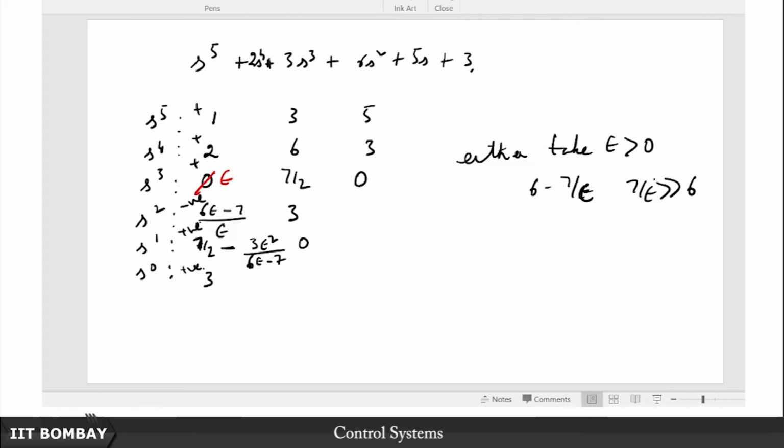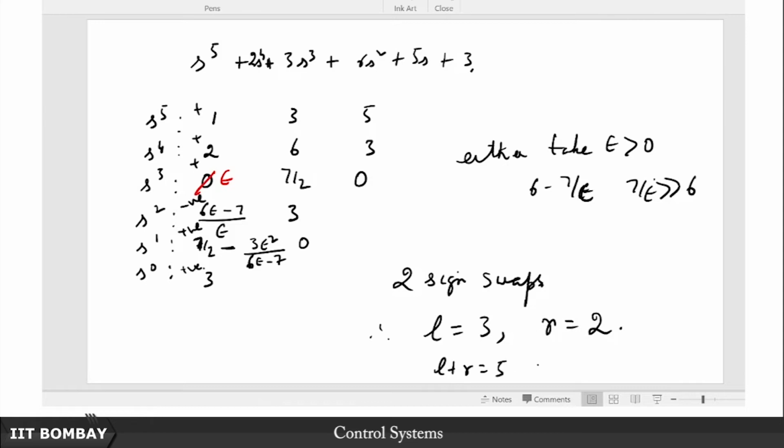So, if you look at the first column here, there are 2 sign swaps. Therefore, the distribution is L is equal to 3, R is equal to 2. Okay? And of course, L plus R is equal to 5, right? And the signature is L minus R is equal to 1. So, that is the deduction.